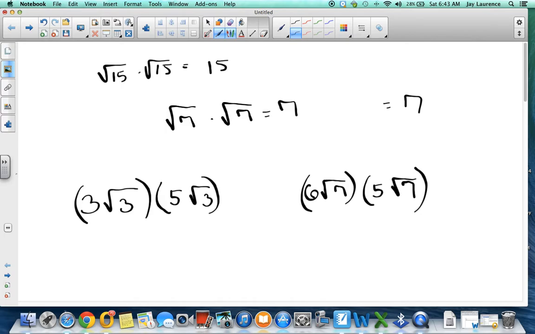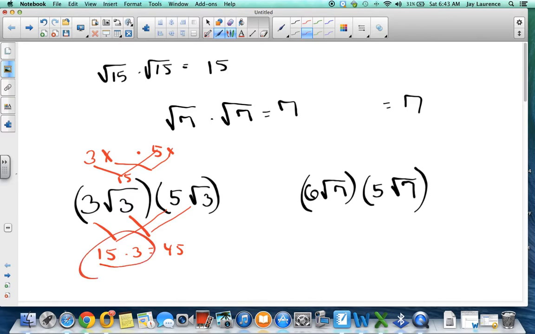Okay, now I'm going to use this idea as I come down here to multiply. Remember, doing a problem like 3 rad 3 times 5 rad 3 is a lot like multiplying 3x times 5x. I'm going to multiply coefficients and get 15. Now I'm going to multiply x times x. Okay, so 3 times 5 is 15. Rad 3 times rad 3, from what we just learned up above, is 3. So my answer is 45, because 3 times 15.